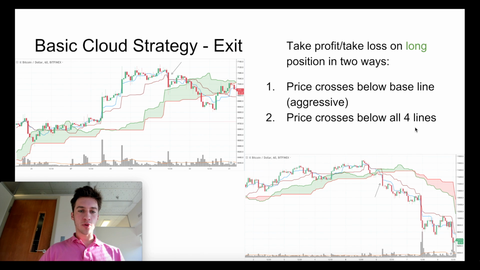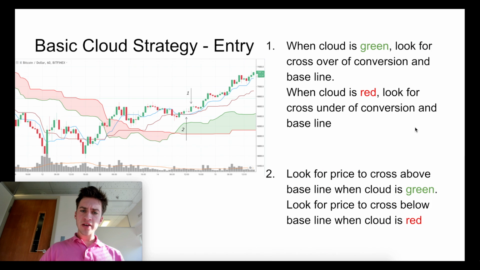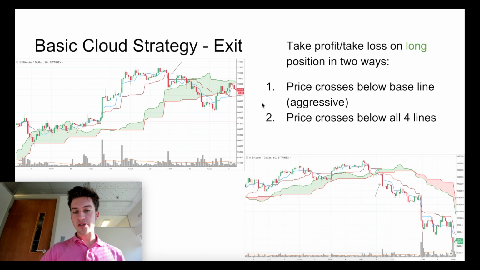Again, you could just wait for a red cloud. That's, I'd say, the third way to exit: just use the entry for a short to exit your long. So you would wait till the cloud goes red, and you'd look for a cross under of the conversion and the baseline. That's a way you could wait for just the Ichimoku cloud to turn red. But if you want to be more aggressive, these 2 methods are going to be more the way that you may want to trade. You may want to exit your long even when the Ichimoku cloud is green, but if you want to be very conservative and just trade it by the book, then you can wait for the Ichimoku cloud to turn red, and then you want to sell.